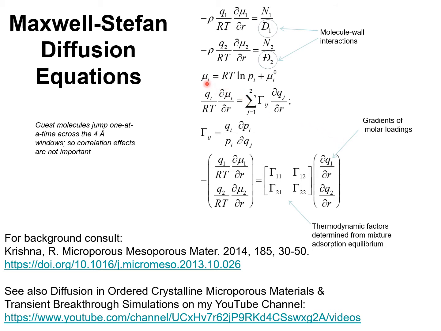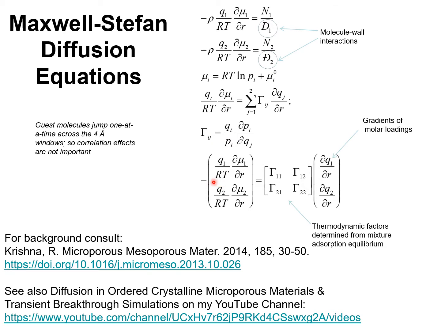The chemical potential of any component in the adsorbed phase can be related to the partial pressures in the bulk gas phase from this expression, and therefore the chemical potential gradients can be written in terms of the gradients of the molar loadings by defining a matrix gamma ij of thermodynamic correction factors. The expression for gamma ij is given here, in which Qi is the molar loading of component 1, Pi is the partial pressure of component 1.